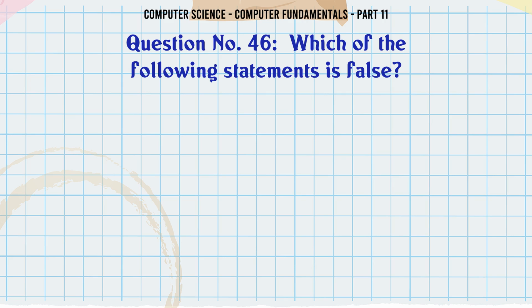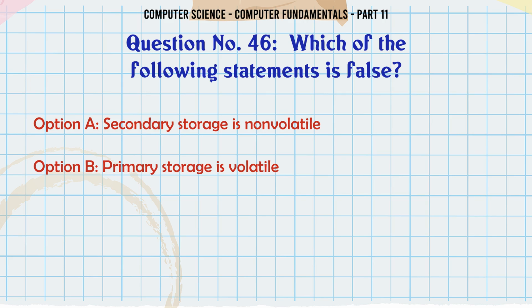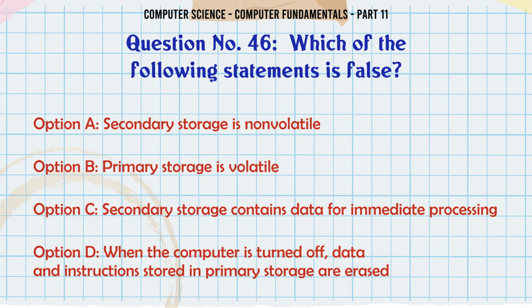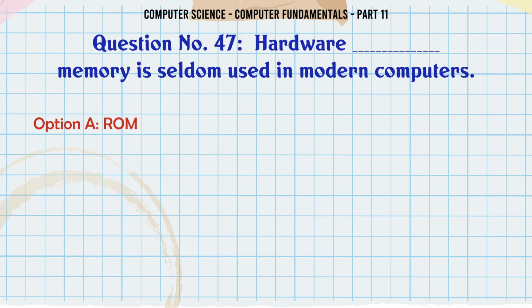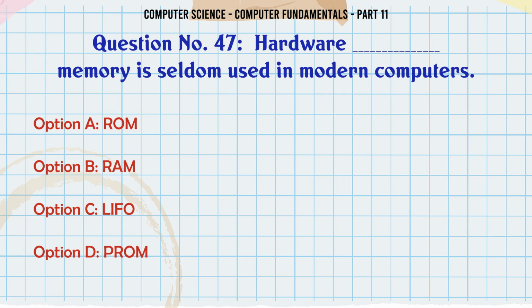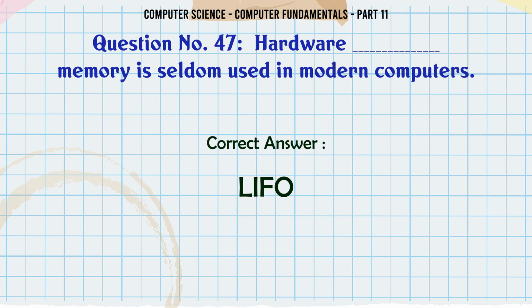Which of the following statements is false? A. Secondary storage is non-volatile, B. Primary storage is volatile, C. Secondary storage contains data for immediate processing, D. When the computer is turned off, data and instructions stored in primary storage are erased. The correct answer is secondary storage contains data for immediate processing. Hardware memory is seldom used in modern computers. A. ROM, B. RAM, C. LIFO, D. PROM. The correct answer is LIFO.